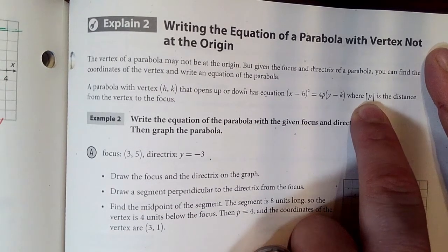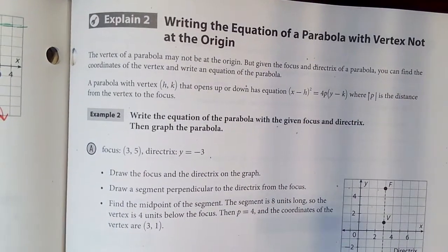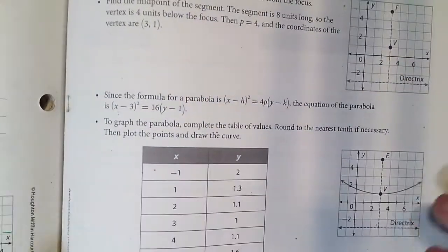Okay? And something I didn't mention earlier: p is always an absolute value. It's always a positive number because it's always the distance. You can't have a negative p. It's always just a positive number. Okay, so let's go through this.